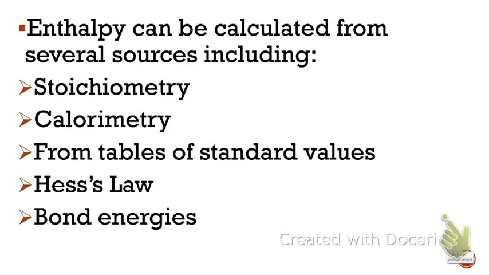So when we are looking at enthalpy, there are several ways it can be calculated. We can calculate it stoichiometrically, through calorimetry, which we are going to talk about here in a second and which is also going to be our lab for this unit. We're going to do a calorimeter lab. We can also use tables of standard values that I'll give you or that are in your book, or you can look them up online. Hess's law and bond energies. Those are all different ways we can calculate enthalpy, and you should know how to do all of them.